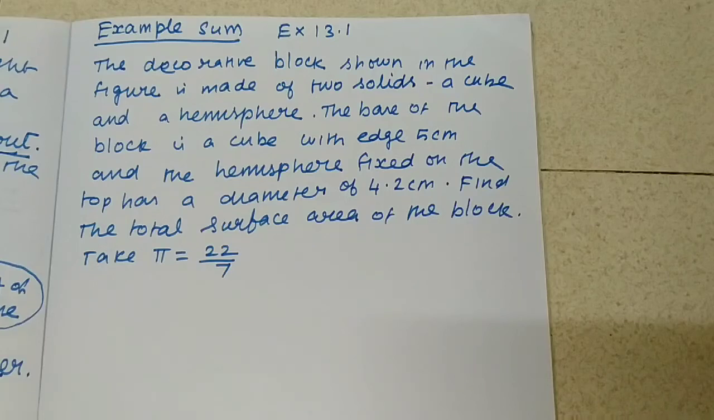Viewers, today we will discuss the introduction of surface areas and volume. We will solve the example sum, exercise 13.1. The frequently asked question in this sum is, why are we subtracting the area of the circle, pi r square? So let us see how to solve this problem.